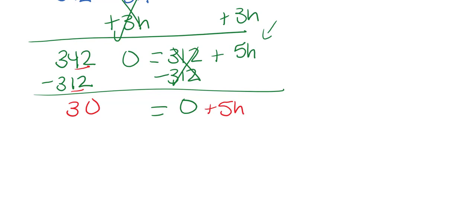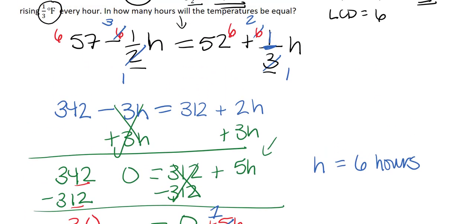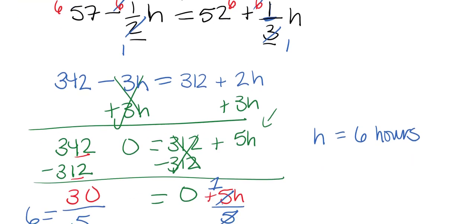Now the next step is to divide this 5h by 5 because we want the h all by itself. So we have to do it to both sides. So 5 divided by 5 is just then 1. 30 divided by 5 is then 6. So we have h is equal to 6, and this would be hours, because in this problem, remember, we have every hour, and we want to know in how many hours. So we don't have half hours, we don't have to divide it by 2. So this is just our answer, and we can leave it as is.